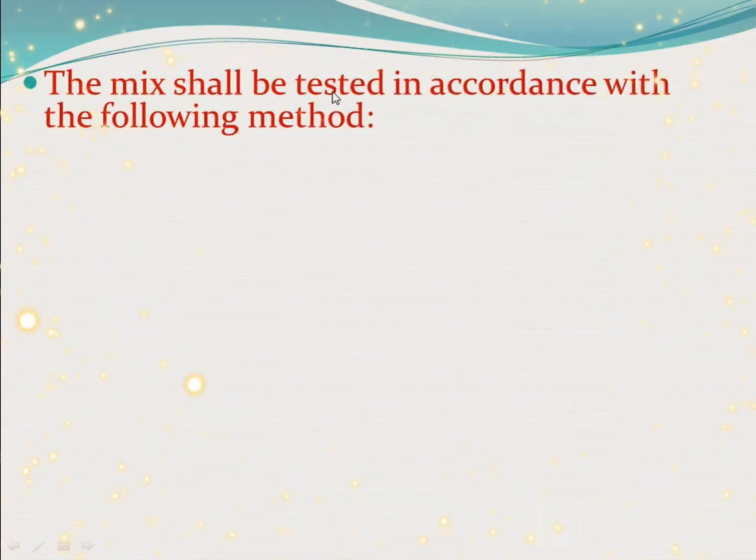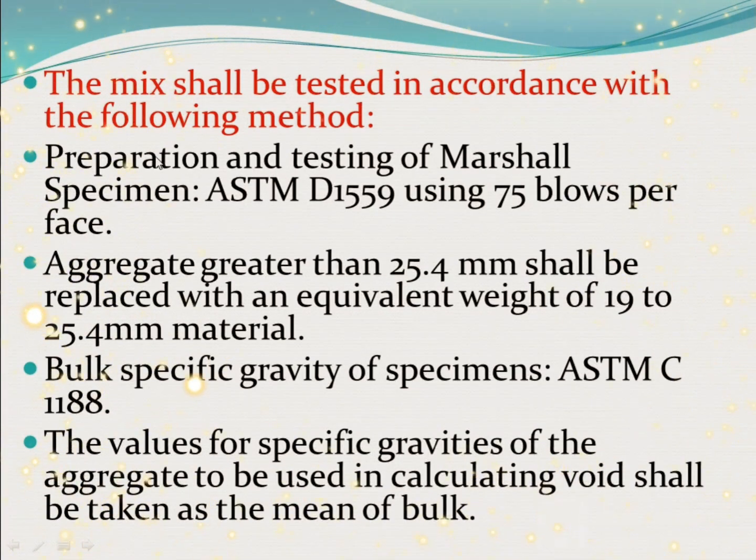The mix shall be tested in accordance with the following method. Preparation and testing of Marshall specimen ASTM D1559 using 75 blows per face. Aggregate greater than 25.4 mm shall be replaced with an equivalent weight of 19 to 25.4 mm material. Bulk specific gravity of specimen ASTM C1188.